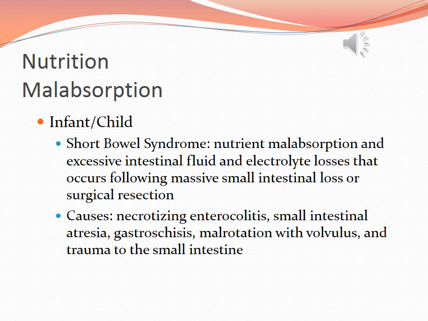The most common causes of short bowel syndrome are necrotizing enterocolitis, small intestinal atresia, gastroschisis, malrotation with volvulus, and trauma to the small intestine. The extent of the malabsorption experienced by an individual is dependent upon the extent of the duodenal, ileal, or jejunal loss and the length of the small intestine loss, as well as the type.